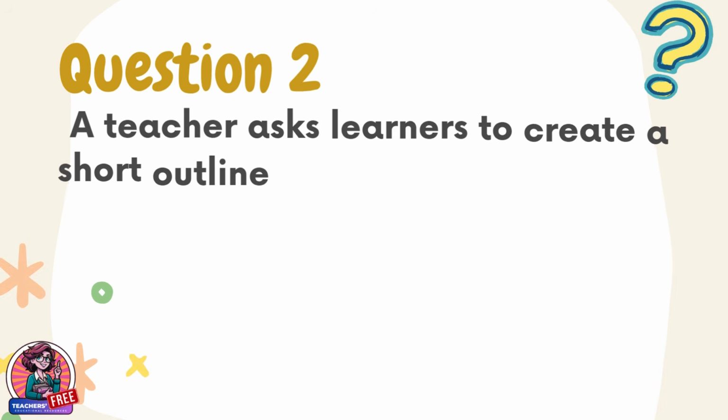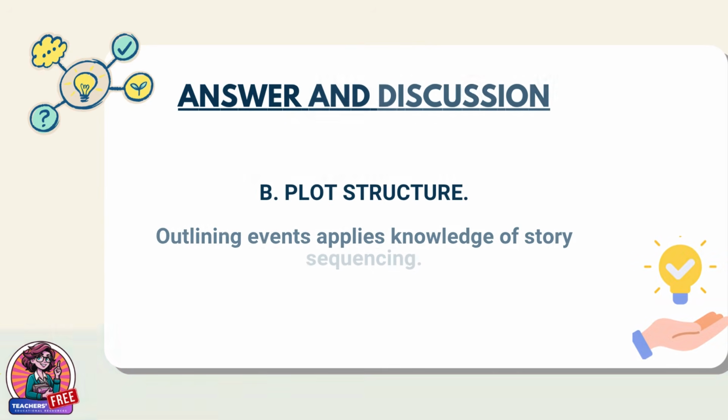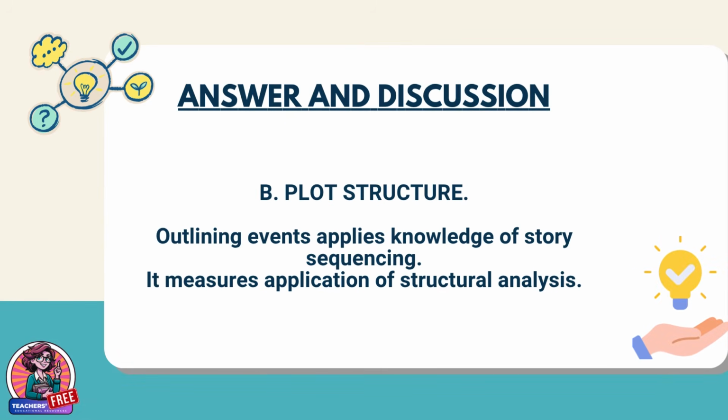Question 2. A teacher asks learners to create a short outline showing the stages of a chosen story's conflict. Which literary element are they applying? A. Characterization. B. Plot structure. C. Symbolism. Answer. B. Plot structure. Outlining events applies knowledge of story sequencing. It measures application of structural analysis.